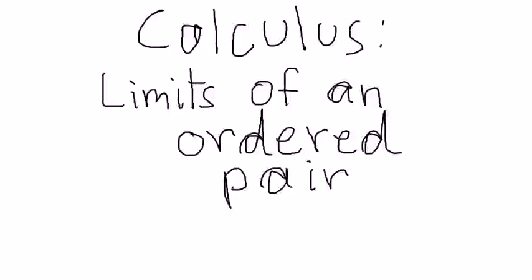So in this video, we're going to discuss a little about what a limit of an ordered pair actually means and do a few examples. So first, let's review what a normal limit is.